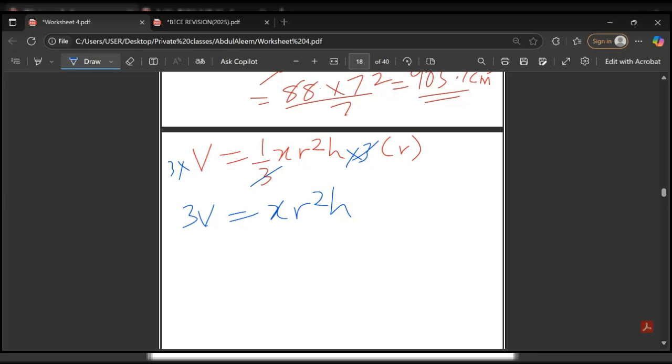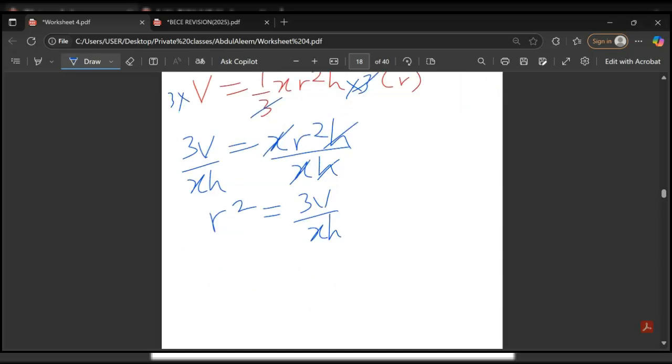All right, so it is r we are making the subject of formula. And what we have beside r squared is pi and h. So we divide both sides by pi h. Pi cancels pi, h cancels h. So that means r squared equals 3V over pi h.